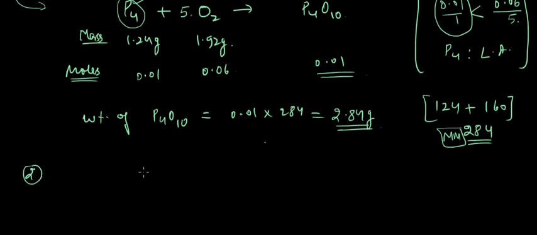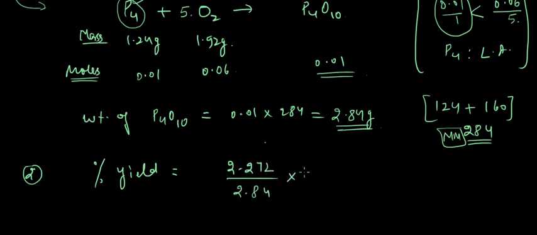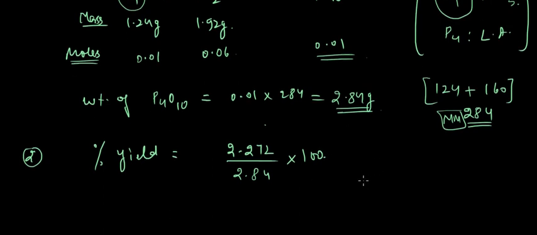Now the second part is, what is the percentage yield? Percentage yield would be how much was actually produced, which was 2.272, over how much should ideally be produced at stoichiometry, which is 2.84. Hence it would give a percentage yield of 80%.